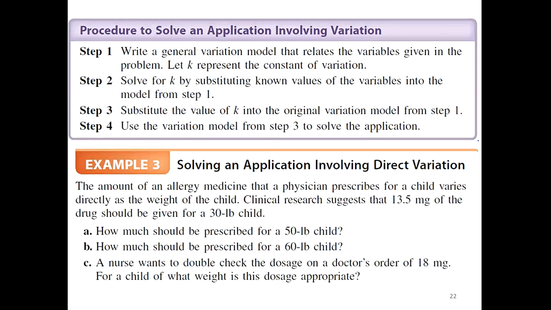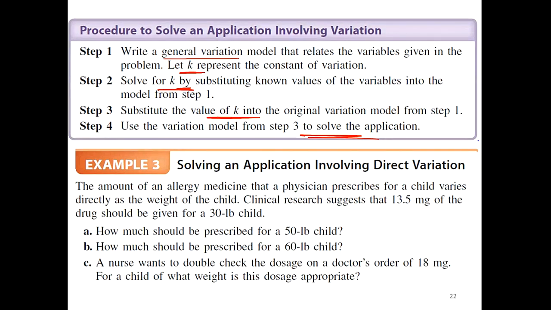Now, before an example, what's the procedure to solve applications involving variation? Firstly, we need to write the general variation: inversely, jointly, or directly. After that, find K, the constant of variation. We must find K, because in all 3 types of variation we have the constant of variation. After we solve for the constant of variation K, we can substitute K in the model or variation formula. After that, we can use the model to solve the application.